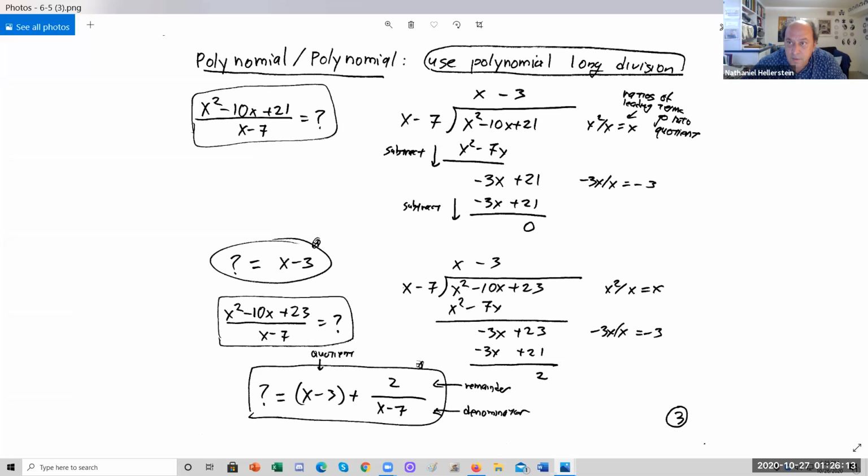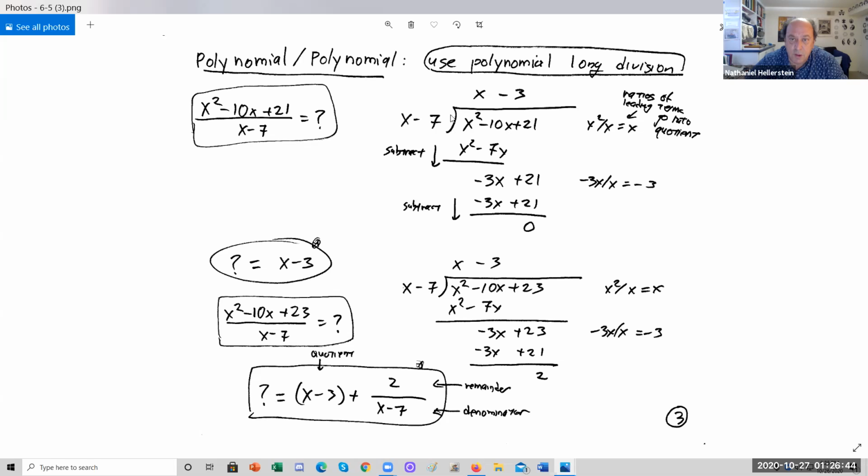Now, for polynomial divided by polynomial, you use polynomial long division, which is like long division for whole numbers, except you don't have to borrow or carry. So for example, x squared minus 10x plus 21 over x minus 7. So you put x squared minus 10x plus 21 inside the division side, the x minus 7 outside. And so what you start doing is to find terms for the quotient. We take ratios of leading terms.